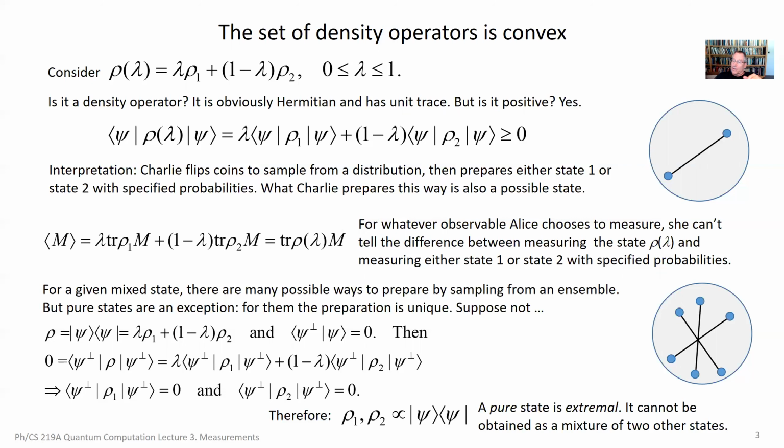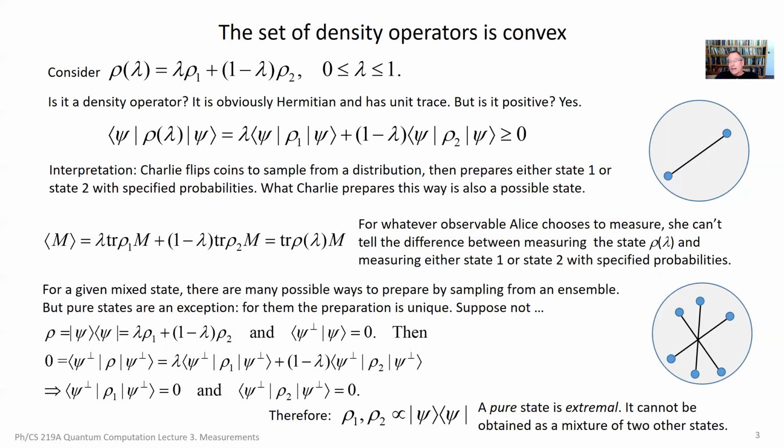sum to 1. So he flips some coins, he consults some randomness, he samples from a distribution, and with probability lambda, he prepares rho 1, or with probability 1 minus lambda, he prepares rho 2. And the state prepared that way is certainly a possible physical state of the system. There's nothing wrong with Charlie consulting some randomness to decide whether to prepare rho 1 or rho 2.